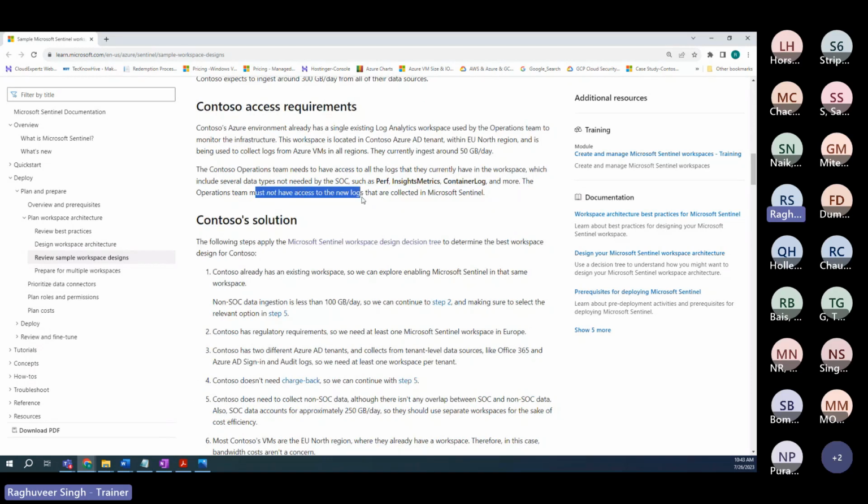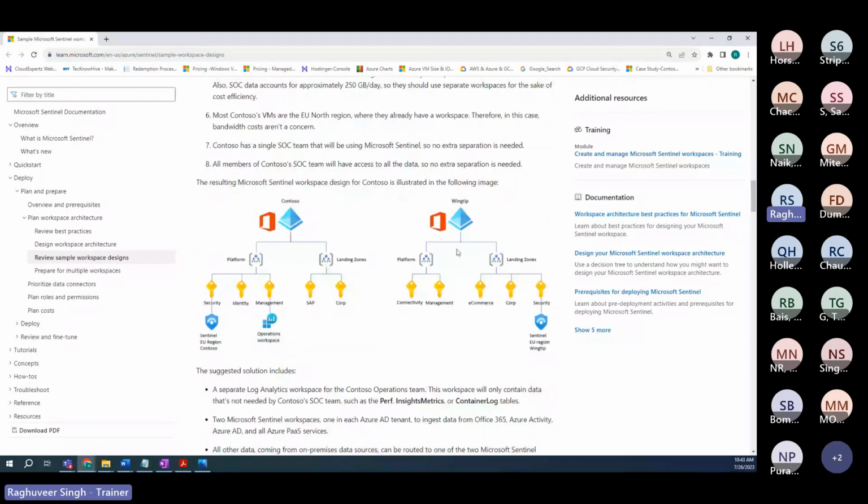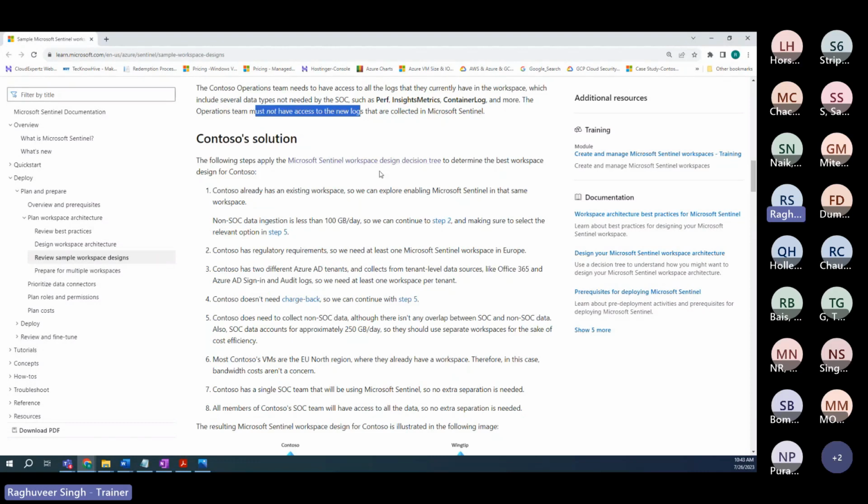Now, what solution are you putting here? So here's the solution that you can see. The solution is that following steps apply the Microsoft Sentinel workspace design decision tree. So you have 7-8 steps there, and it has basically shown you the answers from those steps based on this scenario. Now the first step was, since they already have an existing workspace, we can explore enabling Microsoft Sentinel in that same workspace.